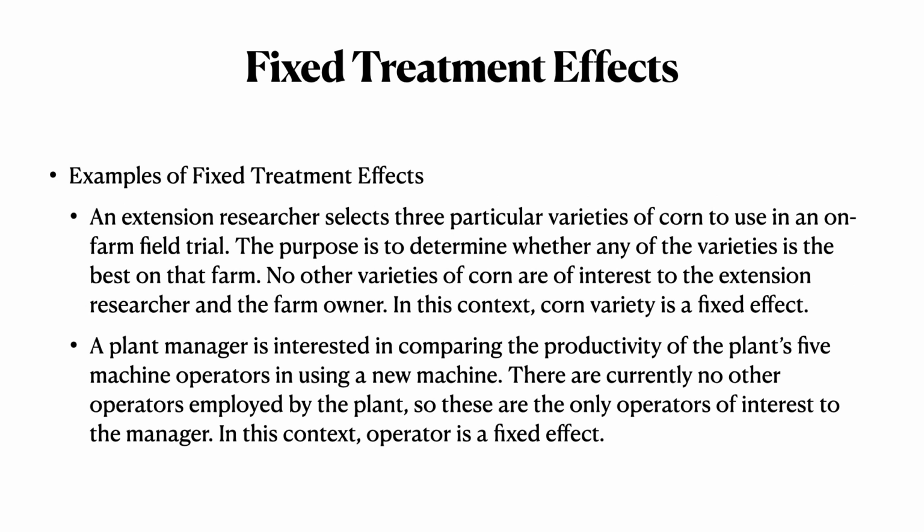Here are some examples of fixed treatment effects. An extension researcher selects 3 particular varieties of corn to use in an on-farm field trial. The purpose is to determine whether any of the varieties is the best on that farm. No other varieties of corn are of interest to the extension researcher and the farm owner. In this context, corn variety is a fixed effect.